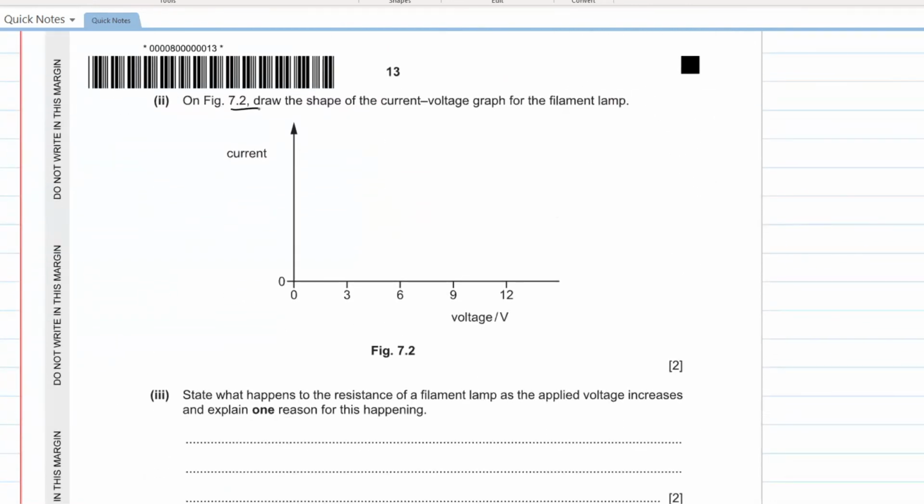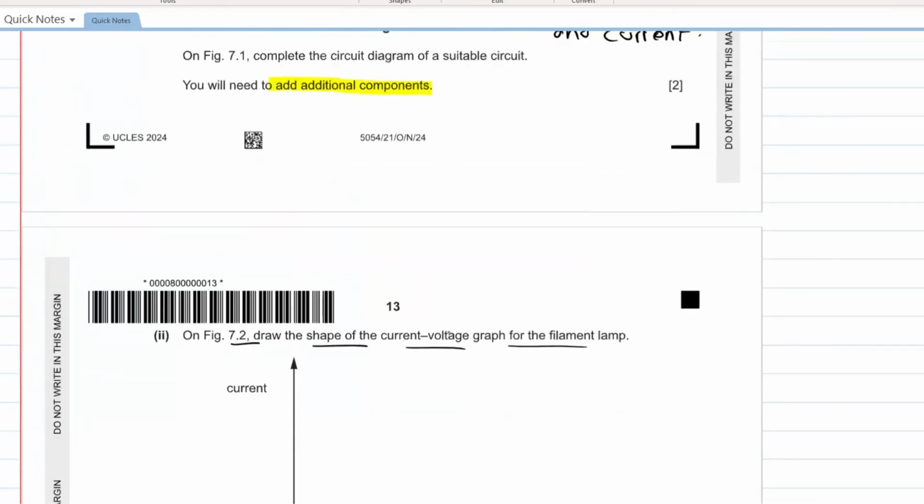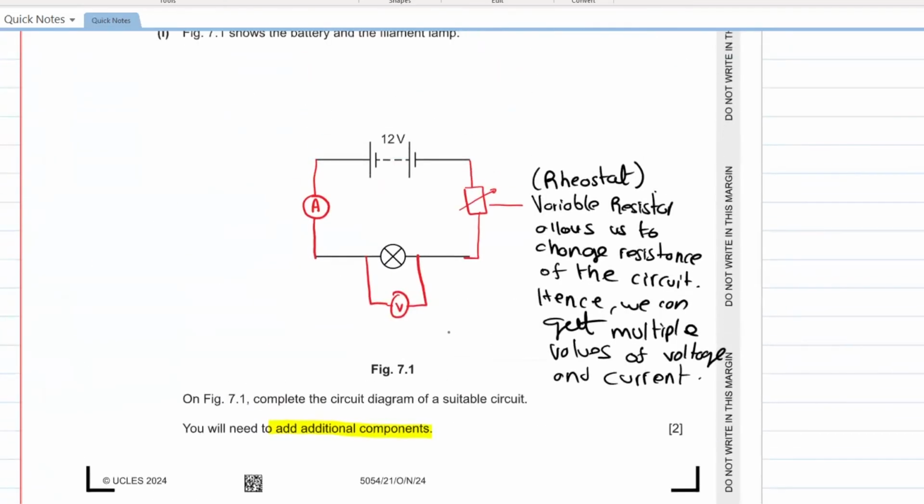On figure 7.2, draw the shape of the current voltage graph for the filament lamp. Okay. You have to draw the current versus voltage graph for the lamp. What is the direction of current? Do we have to tell that as well? If we have to tell the direction of current, it will be from positive to the negative like this.